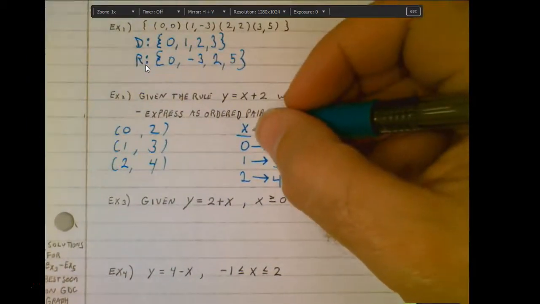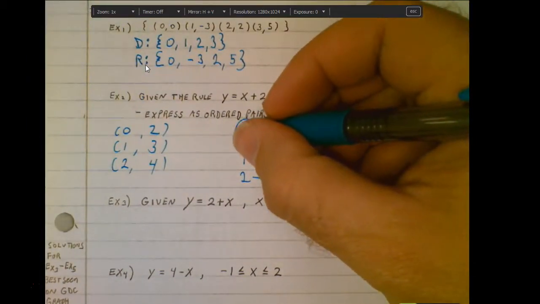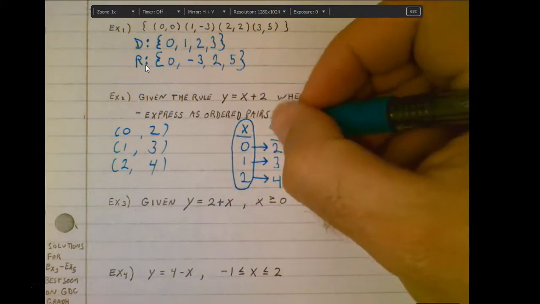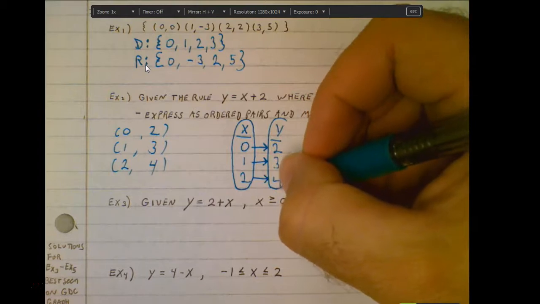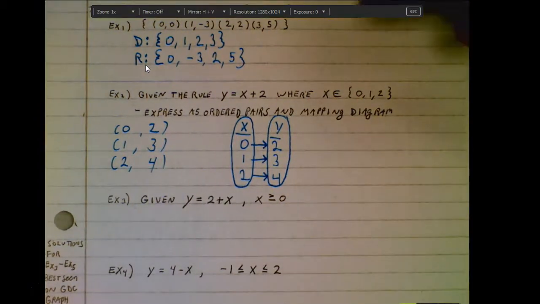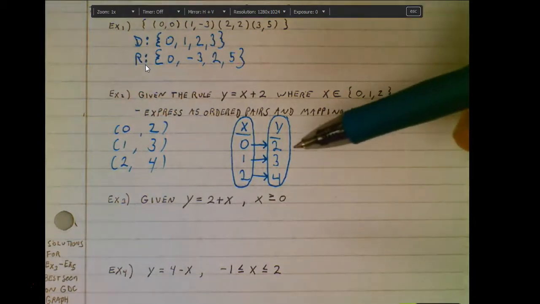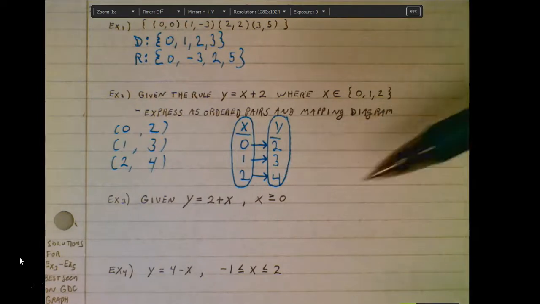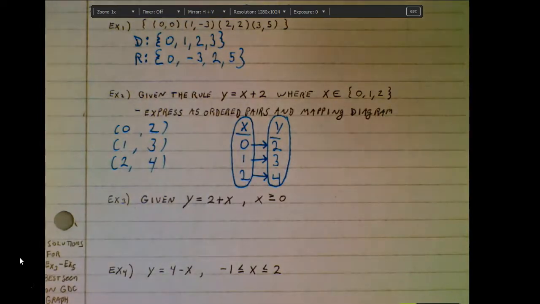So I think they oftentimes will have kind of an oval surrounding the x's like this, and around the y's like this. But that is our mapping diagram. If you're asked to determine the domain and range from a mapping diagram, real simple. The domain are the x's and the range would be the y values. So pretty easy to see from those.